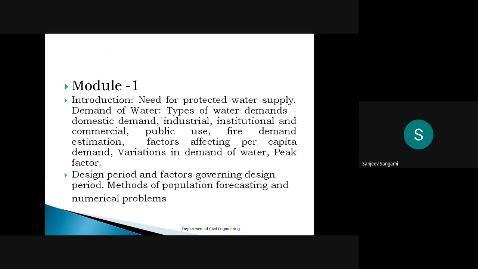Design period means, once you design or accomplish any water supply scheme or water treatment plant, for how many years it has to exist. That we decide in the design period. Normally a water supply scheme is designed for 30 years. Then population forecasting also we will discuss in the first module.